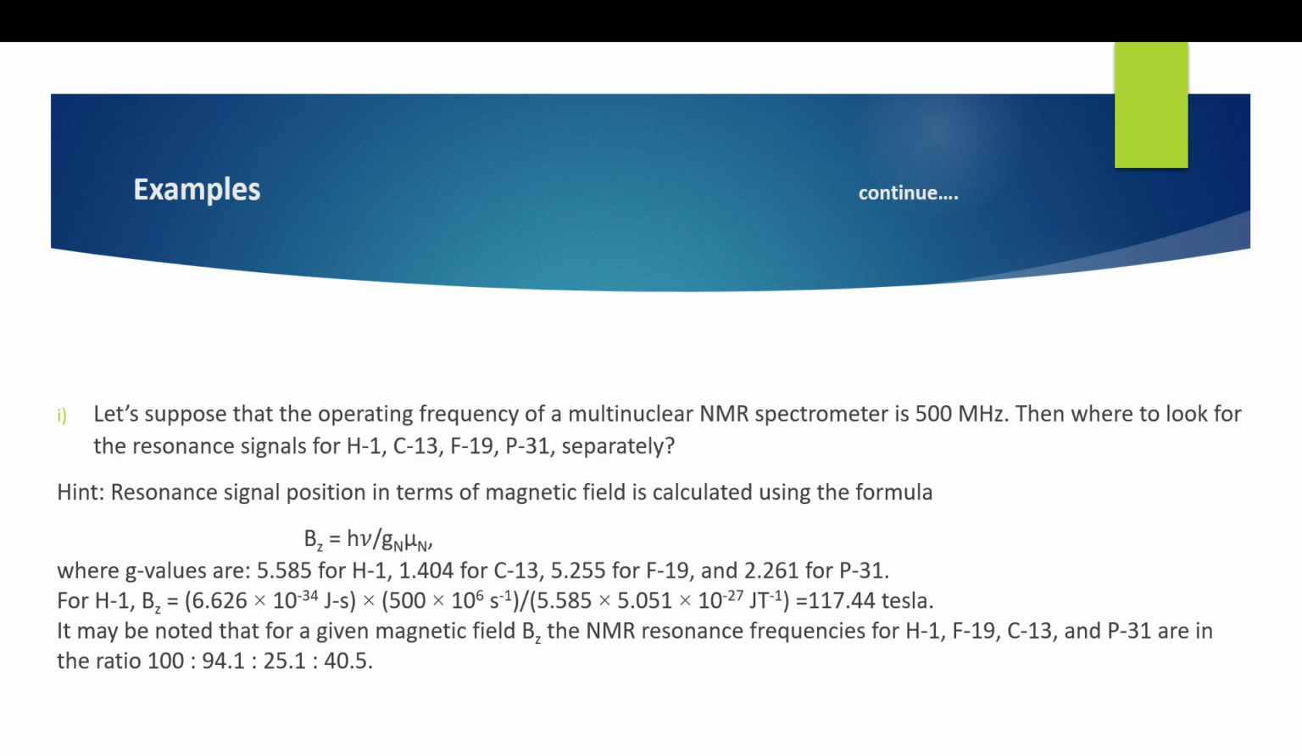If we put the values, the frequencies for different nuclei, proton, fluorine, carbon, and phosphorus, are found in the ratio 100, 94.1, 25.1, 40.1. But not at one time. Only one type of nucleus can be studied. For other types of nuclei, the instrument has to be readjusted according to the requirement.